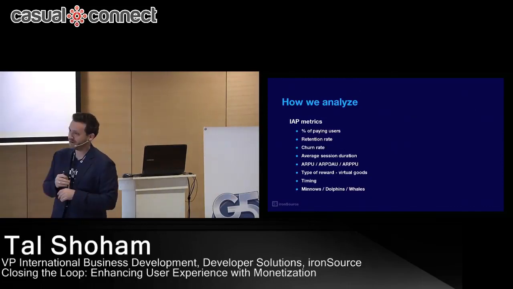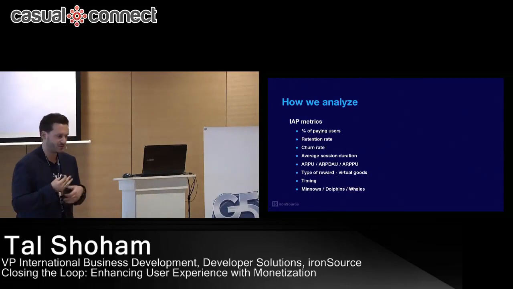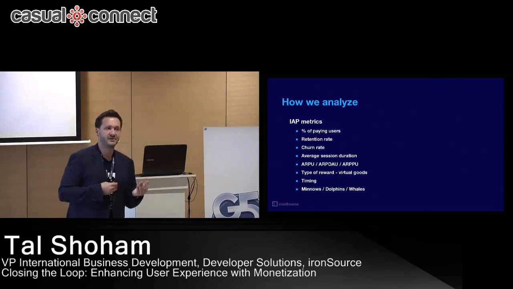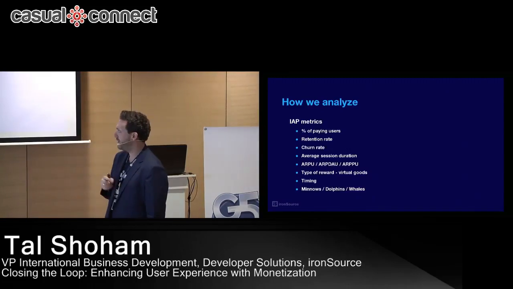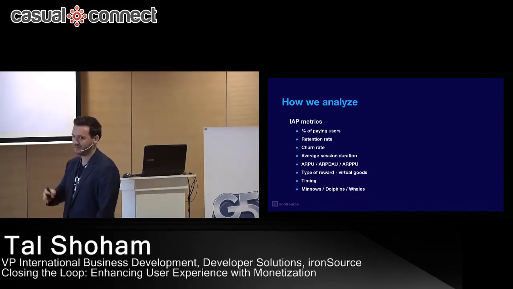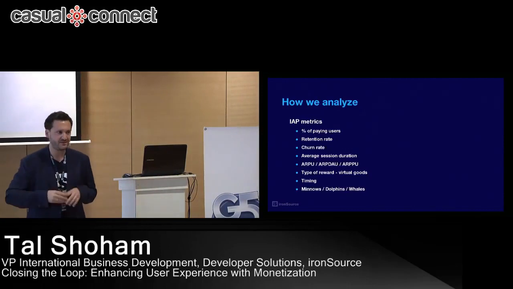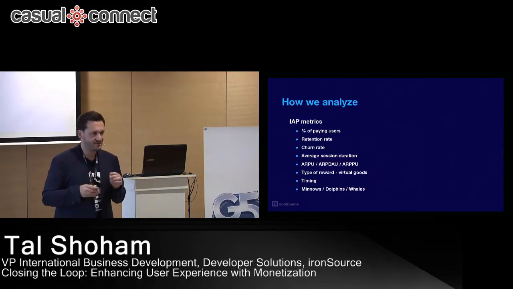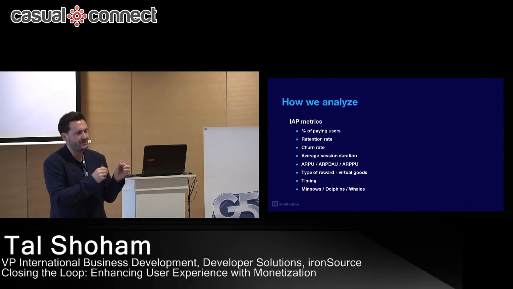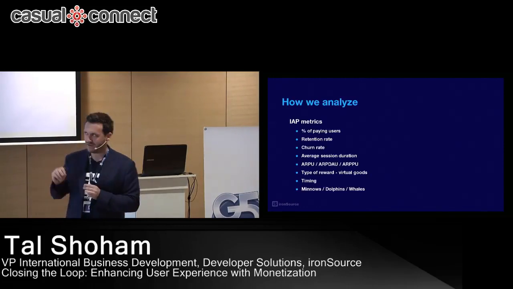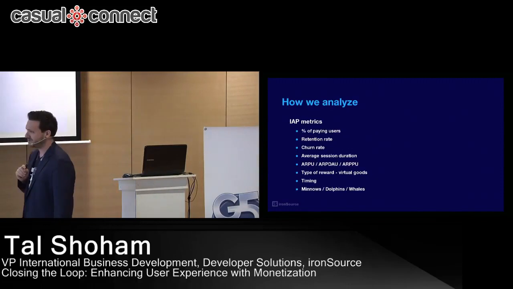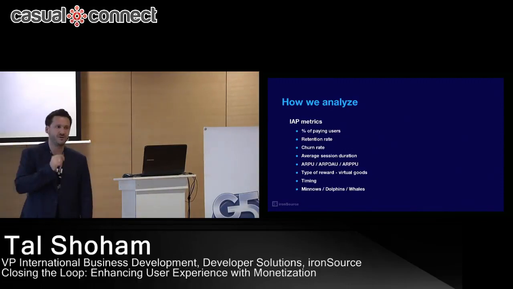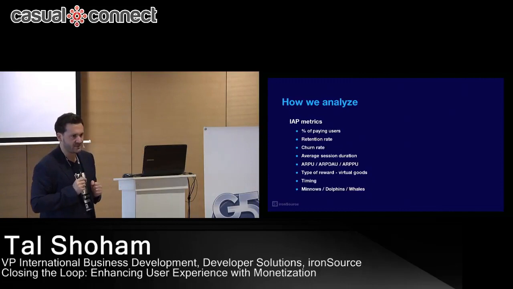Retention rate and churn rate obviously are two key elements. We're looking at IAP and trying to understand how much money we can make from a certain user base, from a certain app. These are things that most companies really look at and deep dive into, and really track every little thing that they change in the game and what it does to retention and churn. Average session duration is a super, super important KPI when you're trying to analyze IAP.